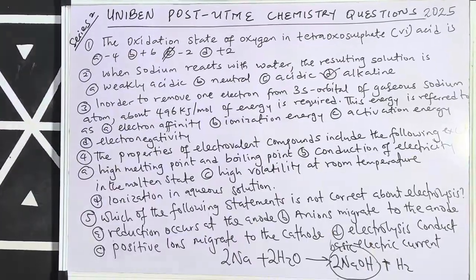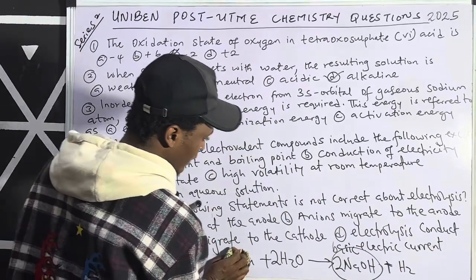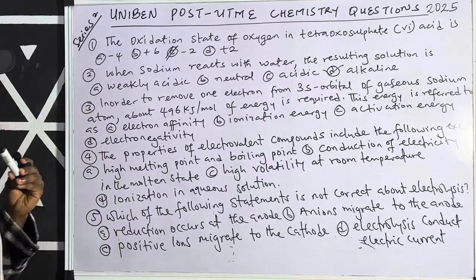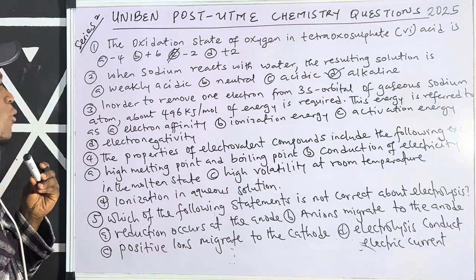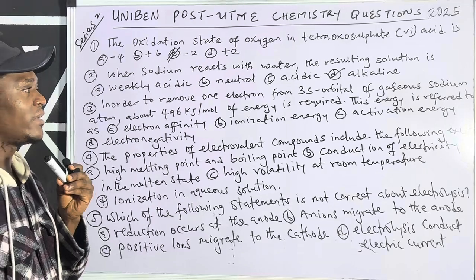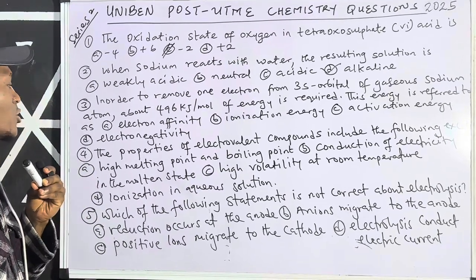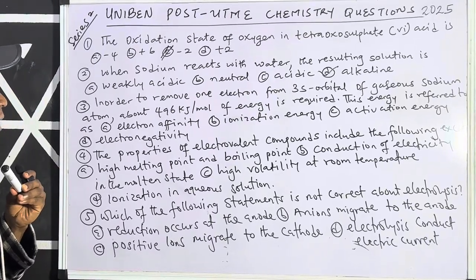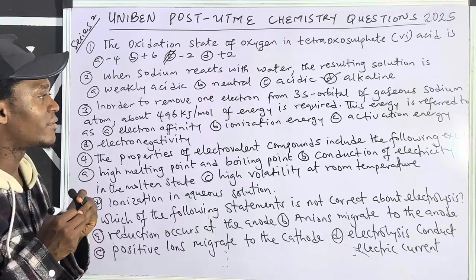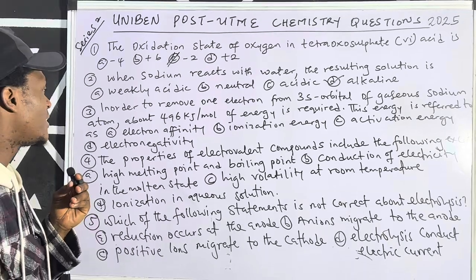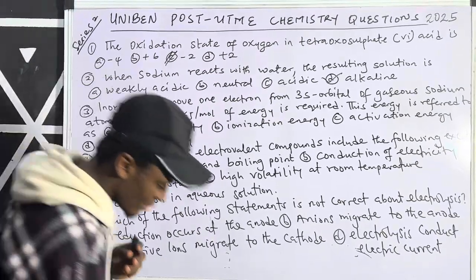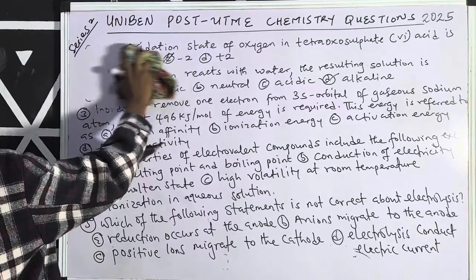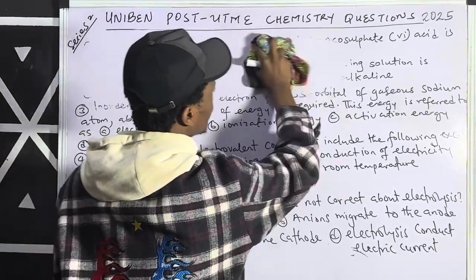Alright, so that's it. Then let's see question 3. I'm trying to manage the space. So question 3. In order to remove one electron from 3s orbital of gaseous sodium atom, about 496 kilojoule per mole of energy is required. This energy is referred to as. Now let me create more space. We are done with question 1 and question 2.